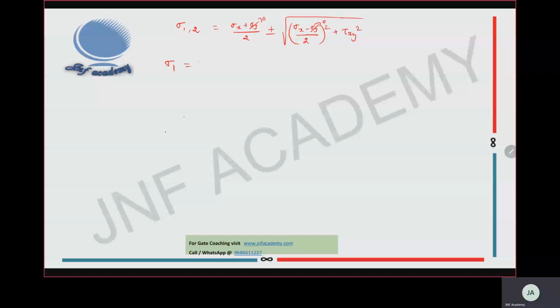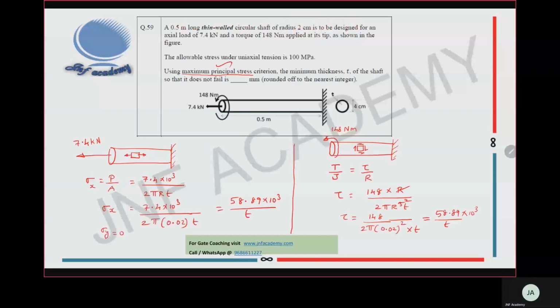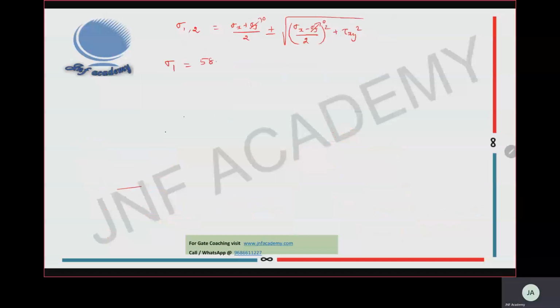Okay, if we take this, 58.89 into 10 power 3 divided by T. Here we have 1 by 2 plus, under the root, we have 1 by 2 whole square plus 1 square. Okay, these are the remaining things. Now we will simplify further.